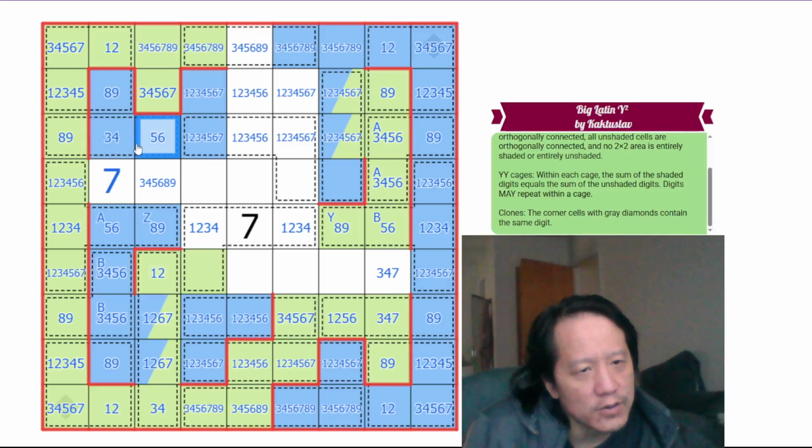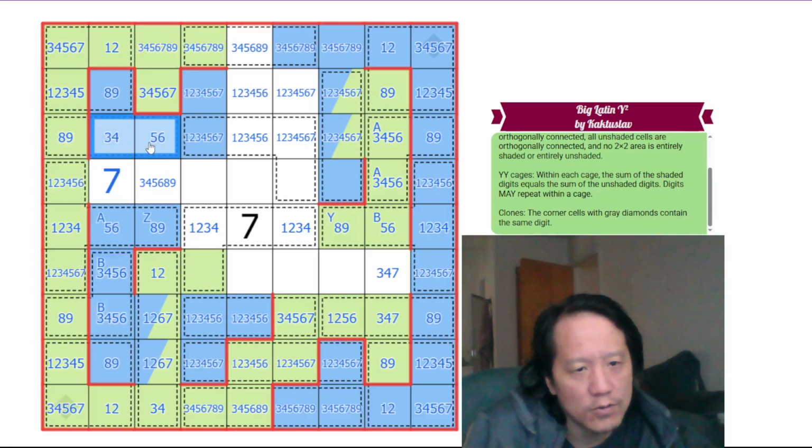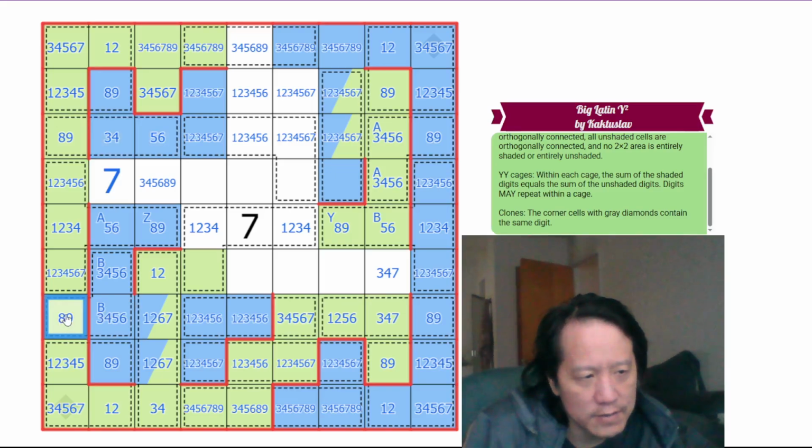How do these interact? We know one of them adds up to 8, the other one adds up to 9. So if this is 8, this has to be 3, 5, and then this is 9 and 4, 5 there. If this is 9, and this is 8, this is 3, 5, and this is 4, 5 here.